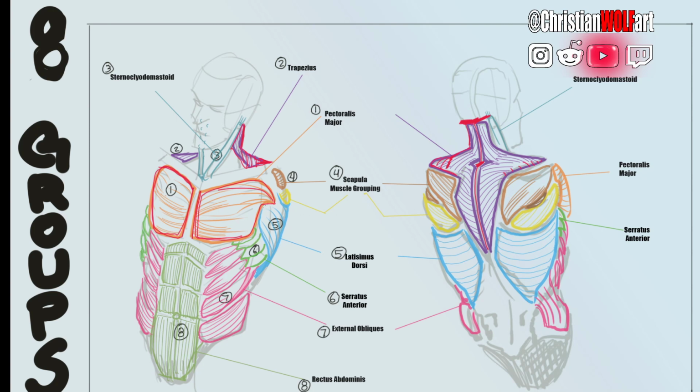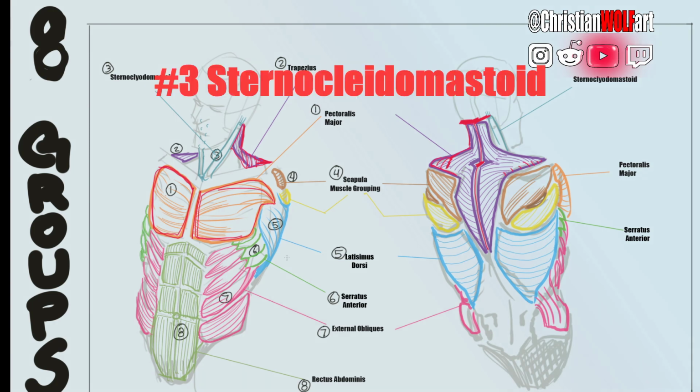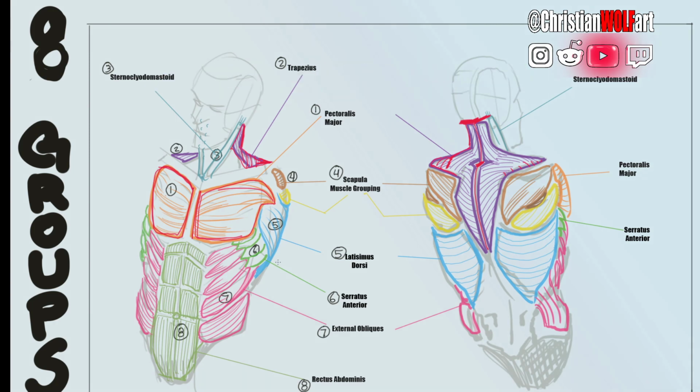Next is your sternocleidomastoid. All right, this isn't necessarily part of the torso, but it's a great connector piece. It gets you from your collarbone to the back of your ear. All right, and there are two groups of those sternocleidomastoids as well on either side of your neck. And you can see them here.